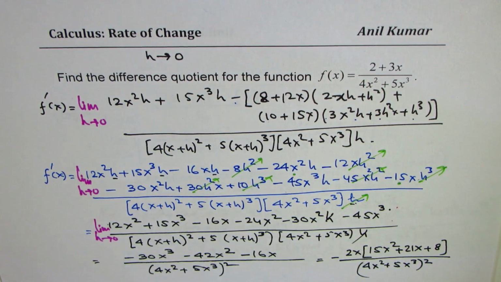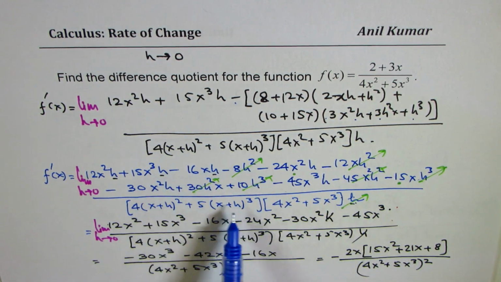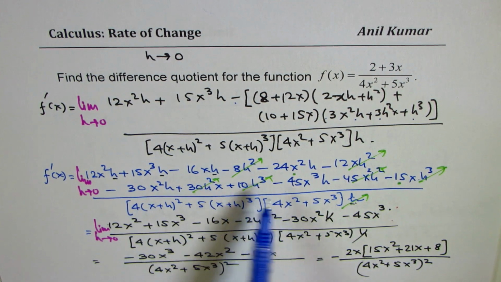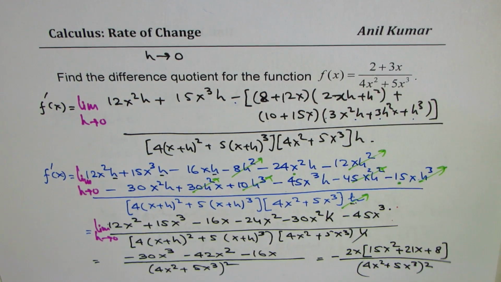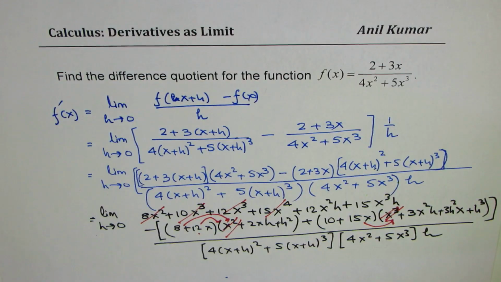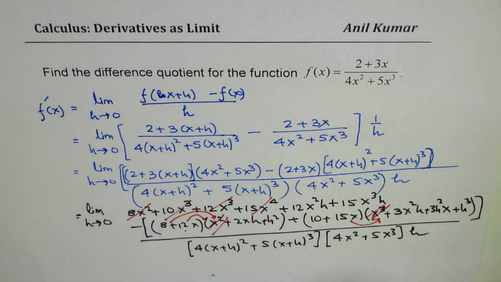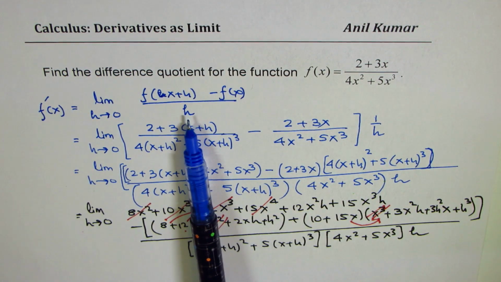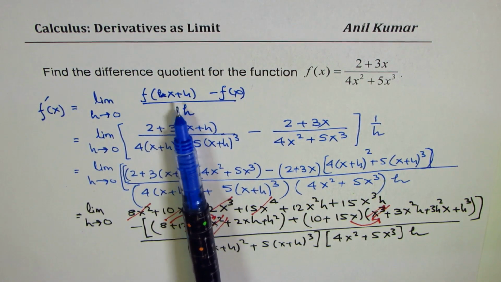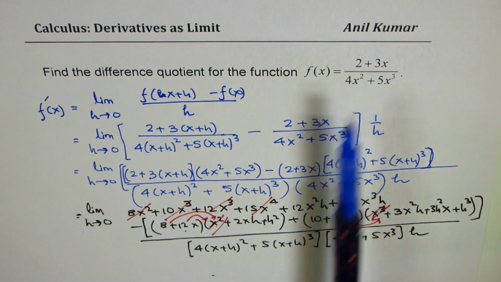So I hope the steps are clear. We did rush in between simplifying this portion. You should take your space and time to do it properly, right? But let me summarize the steps which we followed to get to this result. So basically, we applied the difference quotient method, which is f of x plus h minus f of x over h. F of x plus h means replace x with x plus h, right?